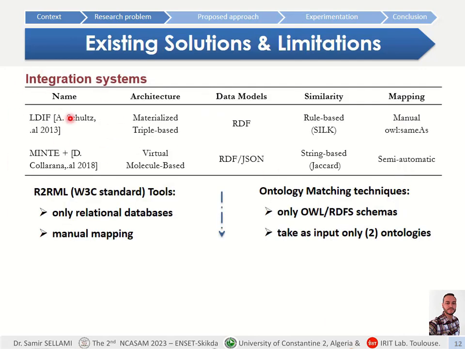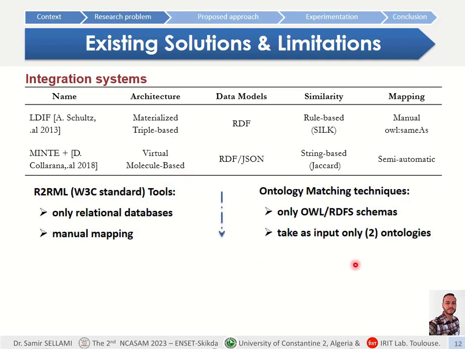LDIF and MINTE+ are two recent systems for data integration. LDIF is a materialized framework to integrate triple-based datasets, and MINTE+ employs a virtual molecular RDF approach to integrate semi-structured data. The problem with these works is that they focus mainly on RDF or on converting the data source to the RDF data model. Also, existing relational-to-RDF mapping languages, such as RML, which is by the way a W3C standard, support only structured data and the mappings are generally manual.